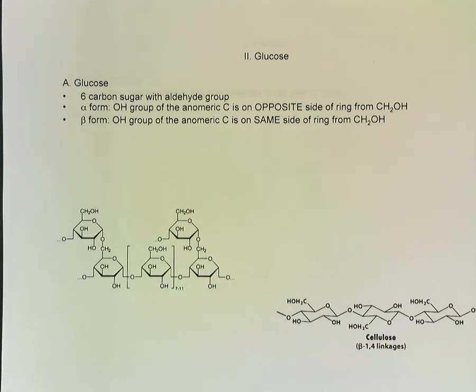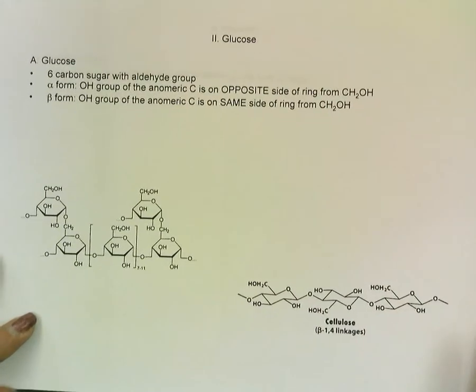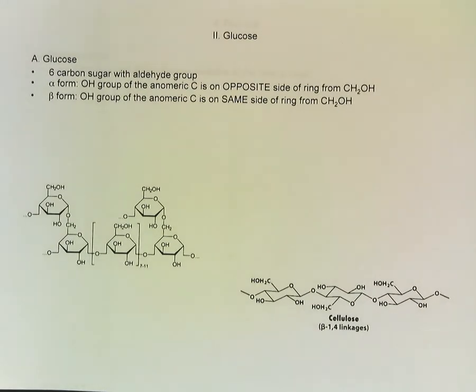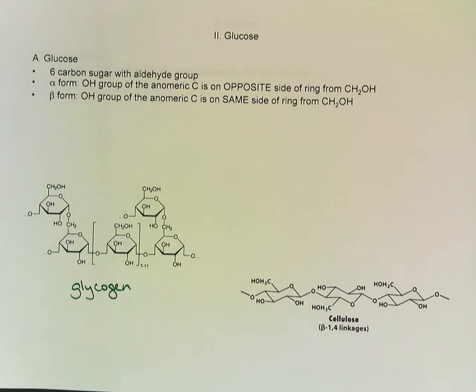All right, so from your carbohydrate chapter, glucose is the 6-carbon sugar with an aldehyde group. You did a bunch of different work looking at the alpha and beta form of glucose. This one over here is cellulose. This one over here is glycogen.